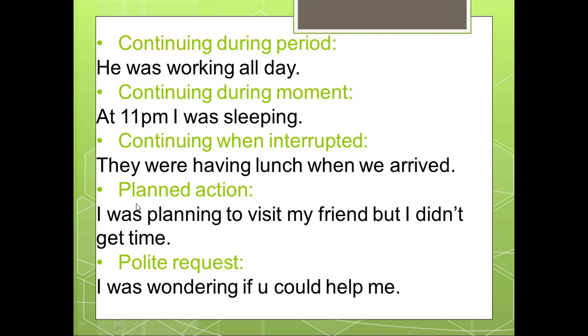Then the next is planned action. I was planning to visit my friend, but I didn't get time. Here again, you can see that first I have used past continuous, and then in the second phrase, I have used past tense. I didn't get time. So when you planned an action, then you use past continuous tense.